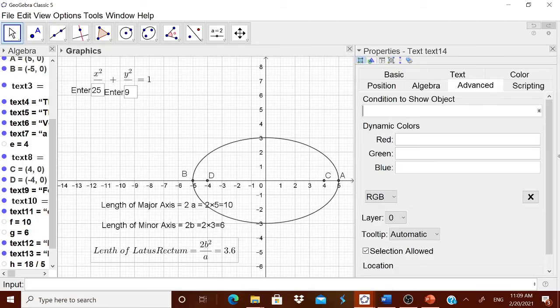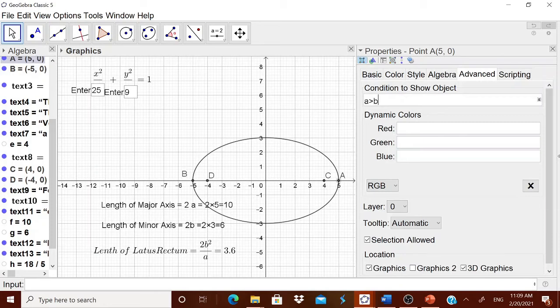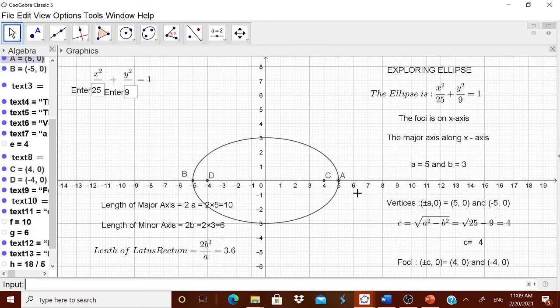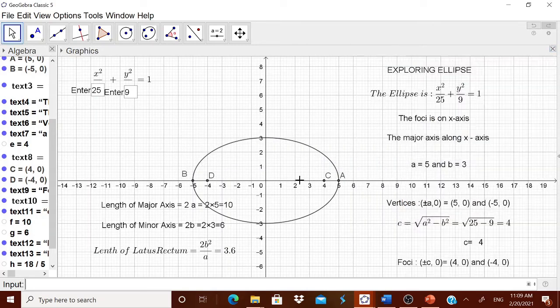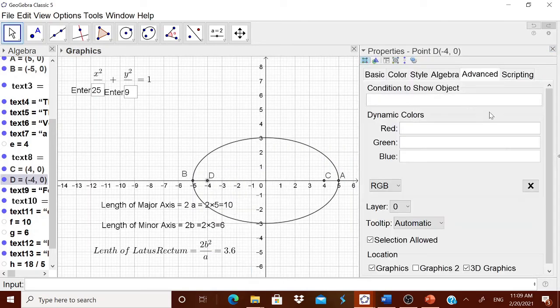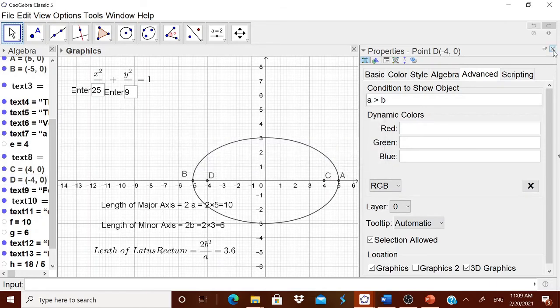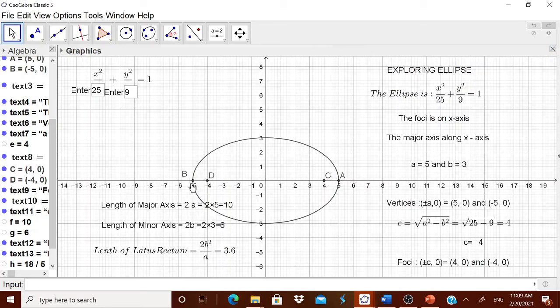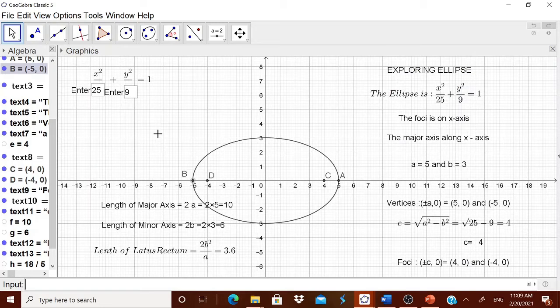Okay, then a is greater than b. Now even this point also, if you don't want to show it, because this point is the vertex for the first type, even this is the focus for the first type, because that will change. Suppose you are going for the other equation, the foci will be on the y-axis, therefore it will not be there over here. Enter. And this d also, point b also. No need to worry about the graph, because this graph will automatically change. Okay, now I hope I changed everything.